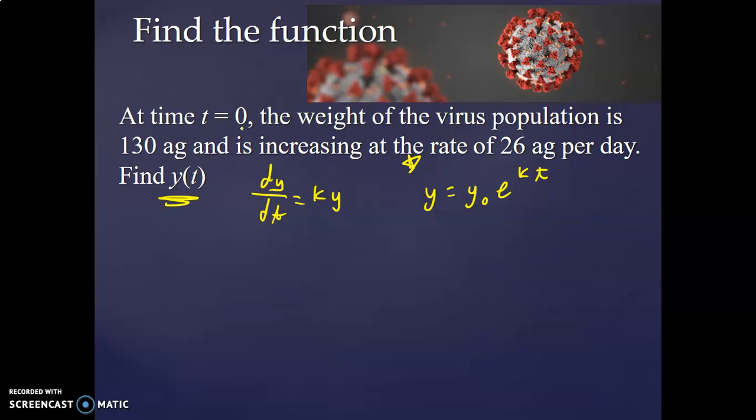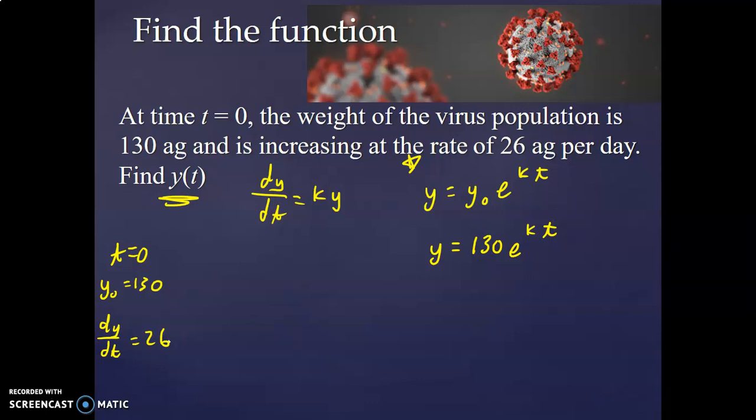Now let's see what they gave us. They said when t was 0, y was 130. Since it's when t is 0, that's telling me y naught, so I already know that part. And then it's saying the rate is dy/dt, so it's telling me that dy/dt is equal to 26. So I'm trying to get this equation, y equals, and I already know that y naught is 130. So now I just need to figure out k, and then I will have my equation and I'll be done.